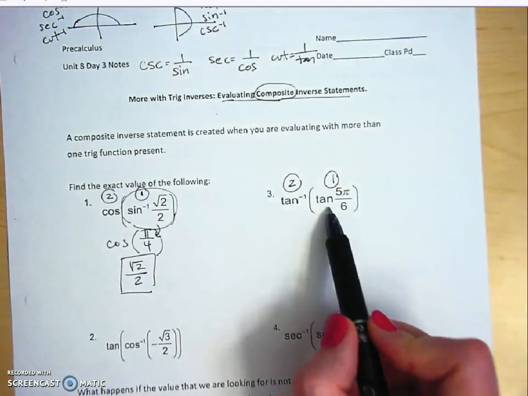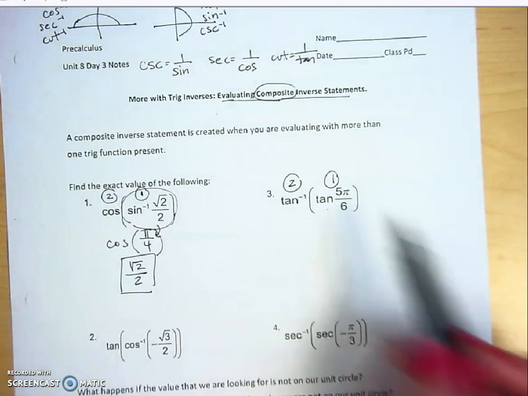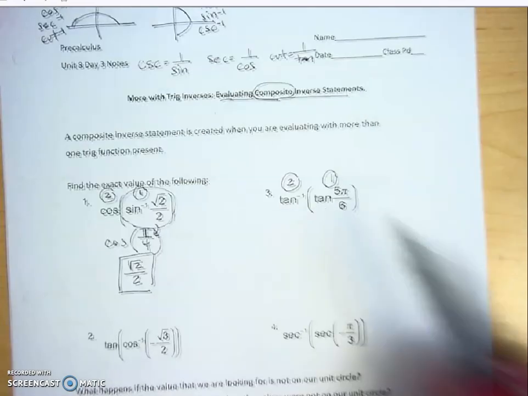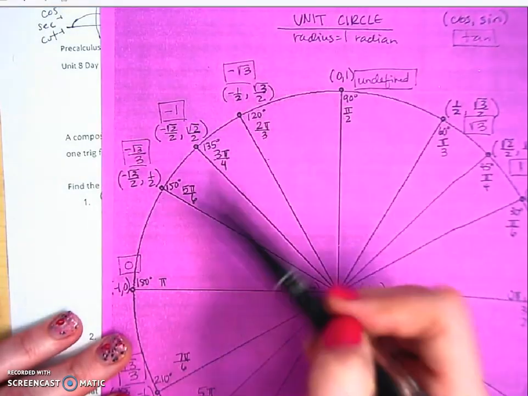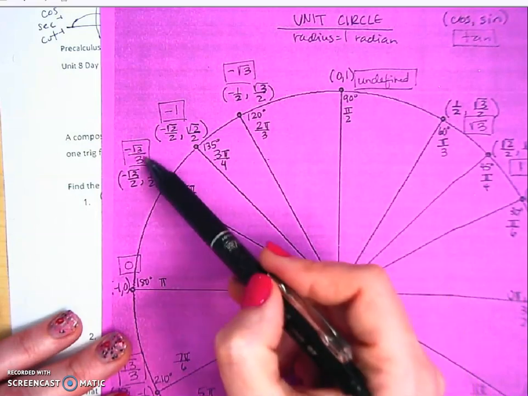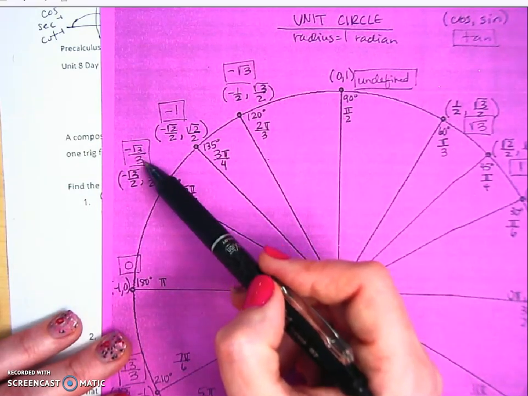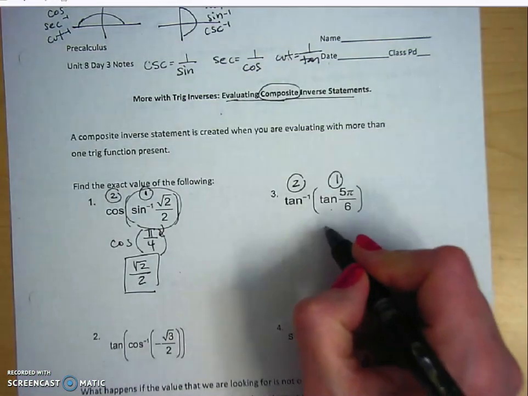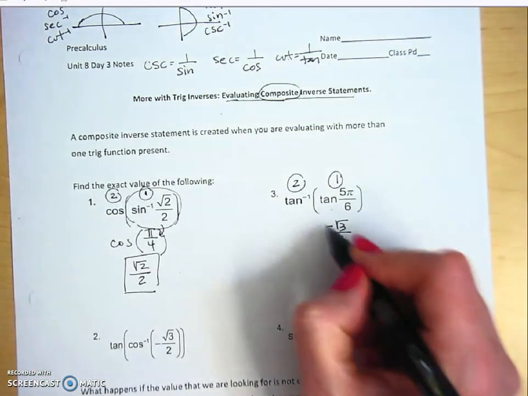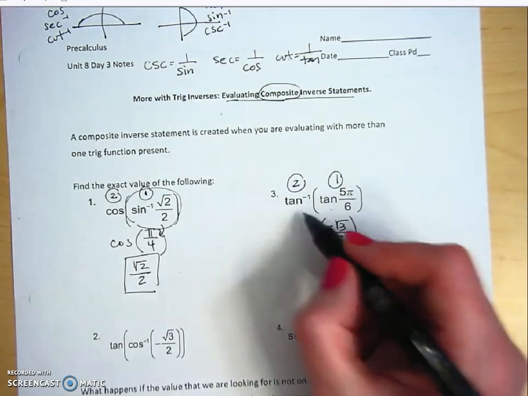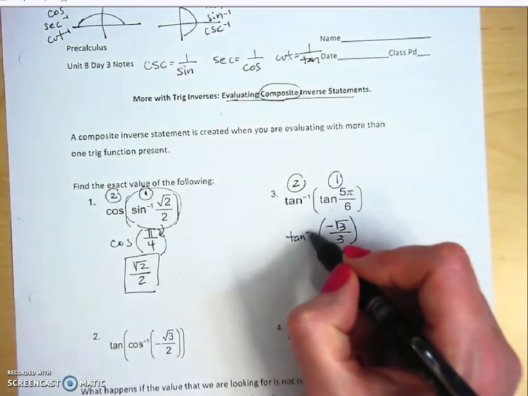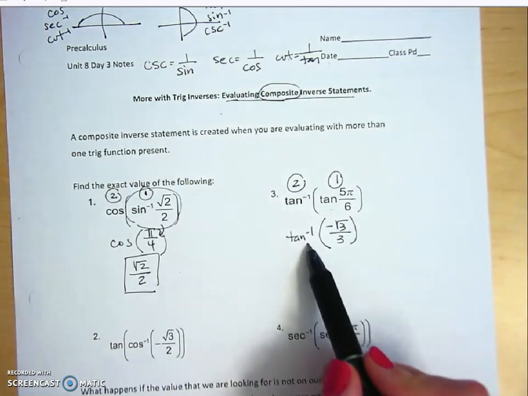So this is not an inverse function, the inside tangent. So we can just read this off our unit circle. We're going to find 5 pi over 6 right here, and the tangent value there is negative rad 3 over 3. So I'm going to substitute that value in. So this has been replaced with its value, and then I'm going to bring down the next function and do inverse tangent of this value.